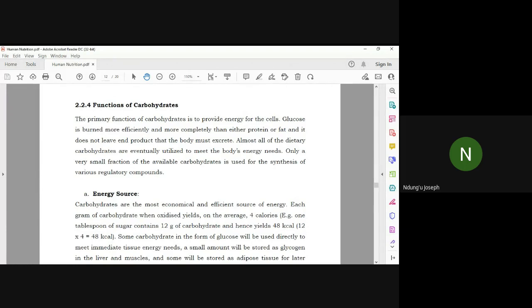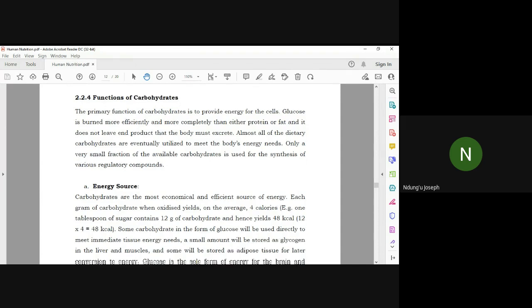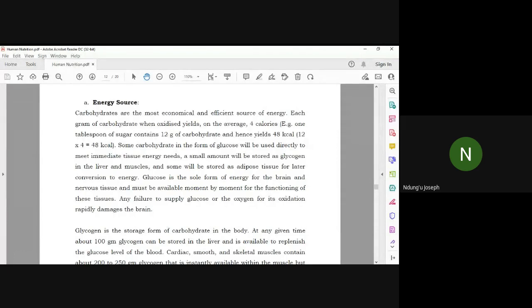Now, looking at the functions of carbohydrates, the primary function of carbohydrates is to provide energy. Carbohydrates are the energy source. Majority of the body functions depend on energy, and this energy comes from carbohydrates. Remember, we said the majority of our African diets are primarily starch, and 1 gram of starch or glucose will give us 4 kilocalories. This energy is used for cell division, metabolism, respiration, and other body processes.